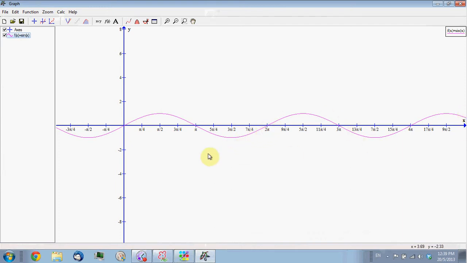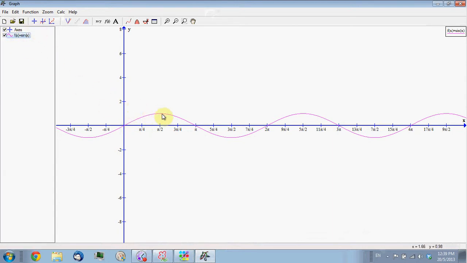For the sine graph, things to take note of: first, it starts at 0, so sine of 0 is 0. It goes like this, goes back to 0 at pi, which is 180 degrees, and it goes downwards and back to 0 at 2 pi. That's just a basic sine graph.